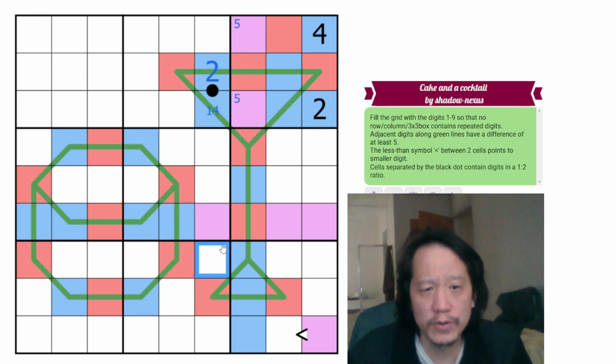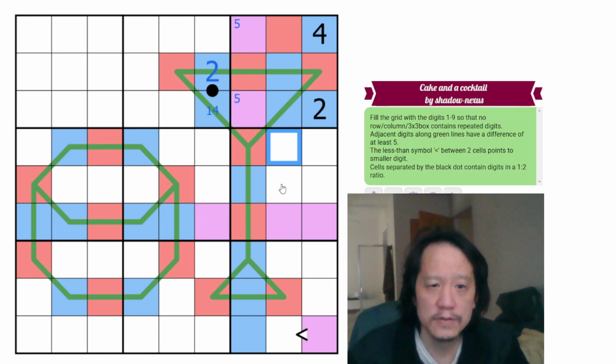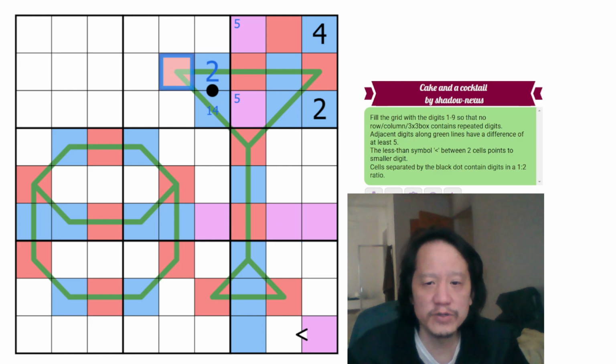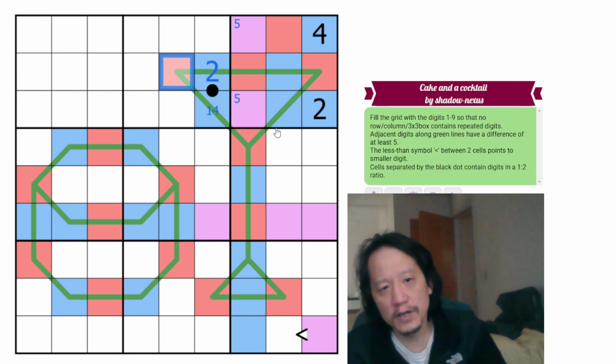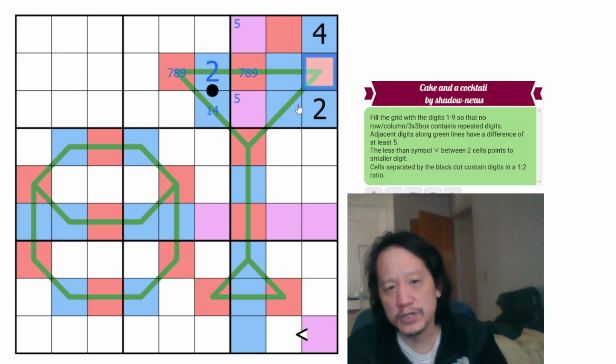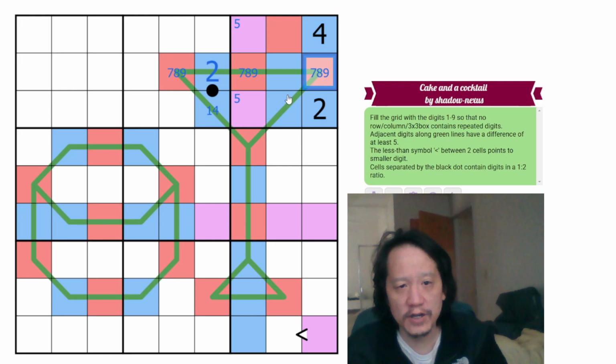Let's see, what else do we have here? This is between 2 numbers that are unique, so this has to be 7, 8, or 9. This is between 2 numbers that are unique, so it's 7, 8, or 9. And these are between 2 numbers that are unique, so this must be 7, 8, or 9. This is also between 2 numbers that are unique, so it's 7, 8, or 9.